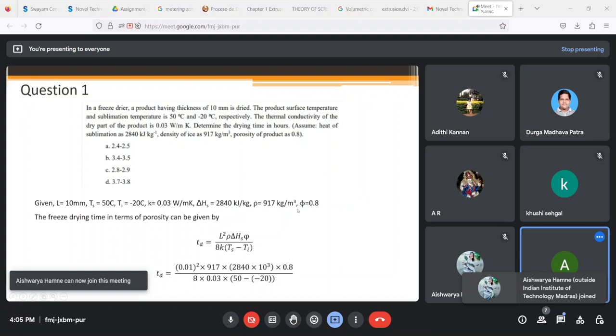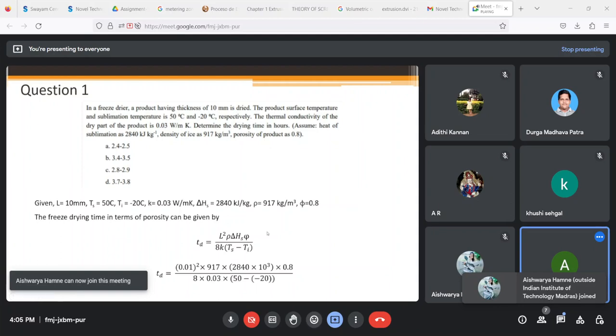So certain products have a lot of porosity through which your ice will sublime and turn into vapor. So porosity of the product is actually important in determining the drying time. So as you can see here, the drying time is directly proportional to porosity, divided by 8 into 0.03, which is your thermal conductivity, into 50 minus 20. So 50 is your surface temperature, minus 20 is your sublimation front temperature.